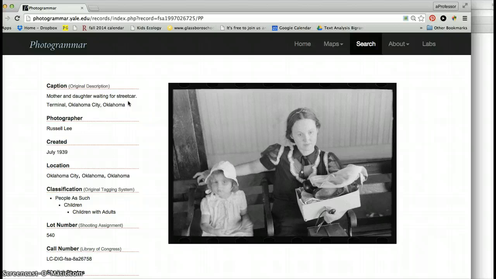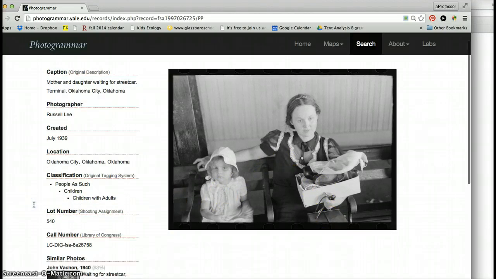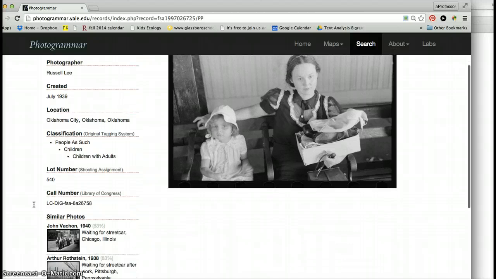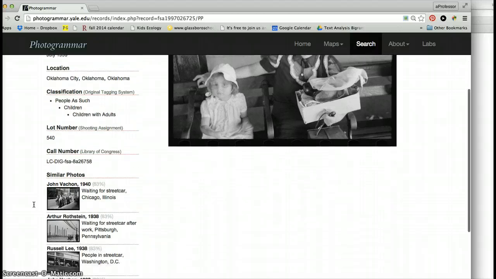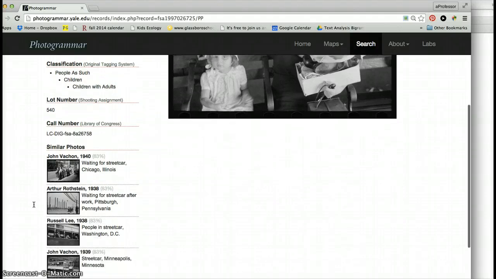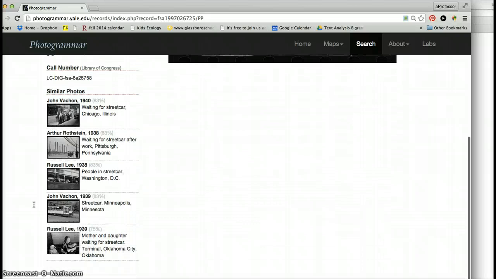If we look over here, we can see information about when the photograph was taken. Mother and daughter waiting for a streetcar in Oklahoma City, Oklahoma. By whom? 1939. What does this mean? Well, these people are clean, they're well dressed, they're holding goods. She has a purse, they have money to take a streetcar. How does that compare to the situation of the woman in Migrant Mother, whose car had broken down and had to have it towed?